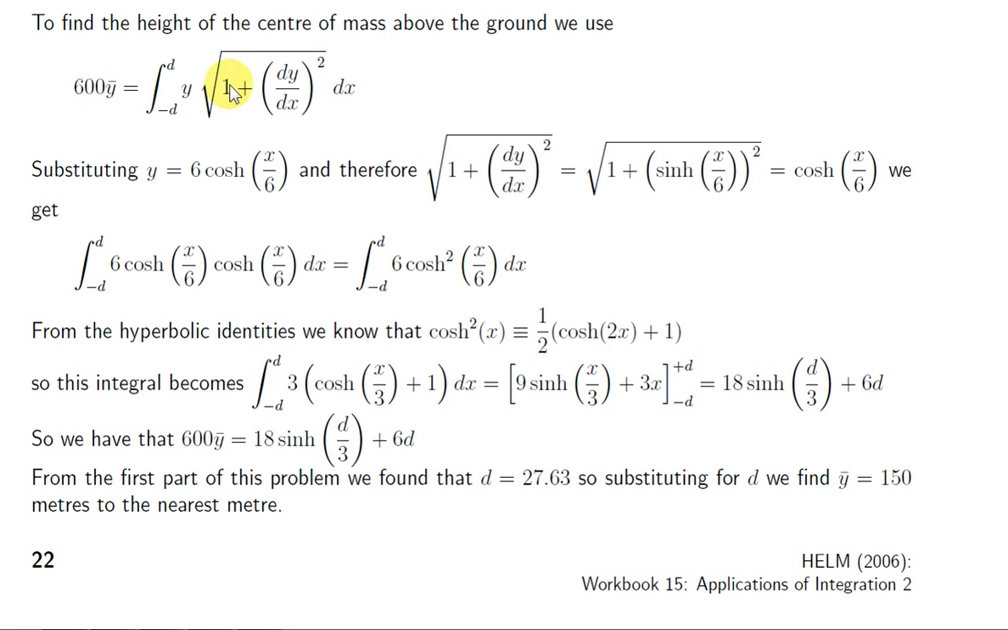Now the rho was cancelled from both sides here, so the last step is to divide by 600, but we also have to plug in for d. We found d from the previous part, it's 27.63. So if we solve for y bar, we get 150 meters.